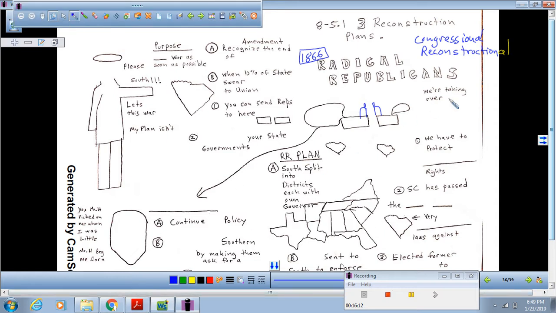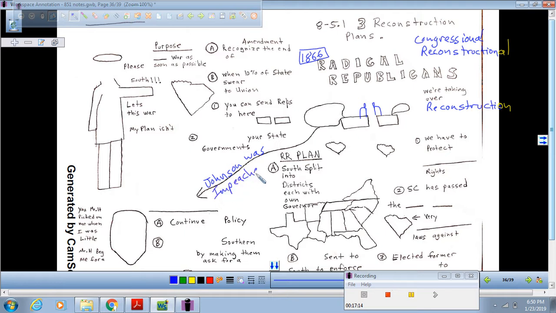As was said in the previous PowerPoint slide, the radical Republicans passed their own Reconstruction plan, and it consisted of a couple parts. Part one, and this resulted in the only instance of this to ever occur, was Johnson was impeached because he was blocking the efforts of the radical Republicans. So, part one, Johnson is impeached.